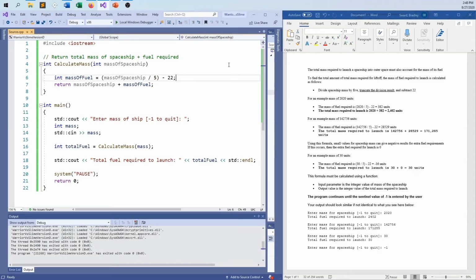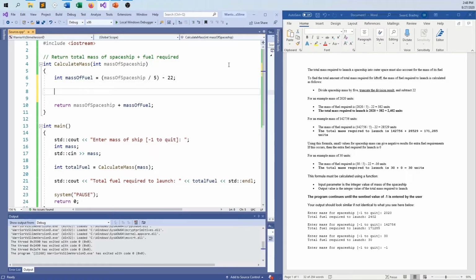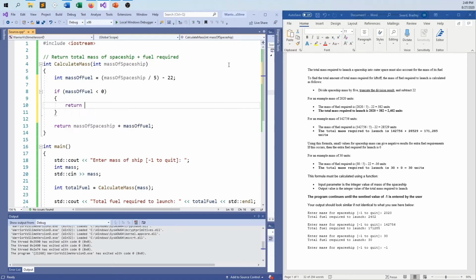There are many ways to fix this thing up, but if I want to do this and say, if the mass of fuel is less than zero, then I can return just the mass of the spaceship. And then the else part would come after. But if I'm returning out of this function, then there's nothing else after this that will be performed. The return kicks me to line 14 immediately. It overrides everything else. So lines 12 and 13 are essentially the else part of this condition.